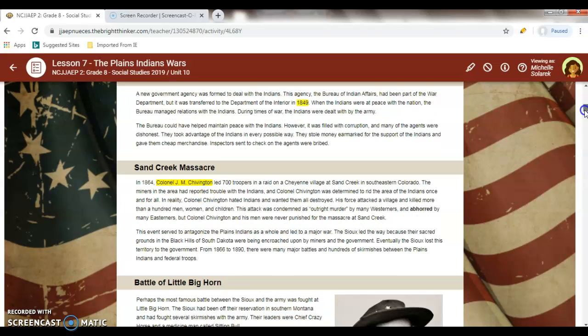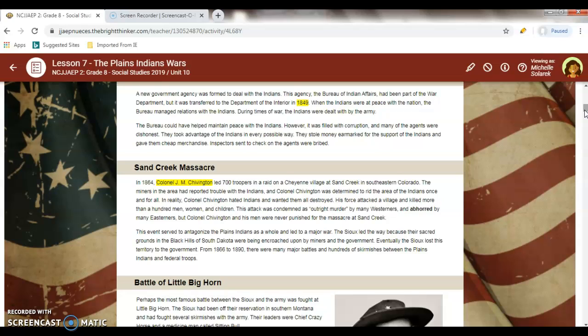So now we have the Sand Creek Massacre, which in 1864, Colonel J.N. Chivington led 700 troops in a raid on the Cheyenne village at Sand Creek in southeastern Colorado. The miners in the area also reported trouble with the Indians, and Colonel Chivington was determined to rid the area of Indians once and for all. In reality, he hated Indians and wanted them all destroyed, and he forced attacks on the village and killed more than 100 men, women, and children. These attacks were condemned as outright murder, and were abhorred by many Easterners. But Colonel Chivington and his men were never punished for the massacre at Sand Creek.